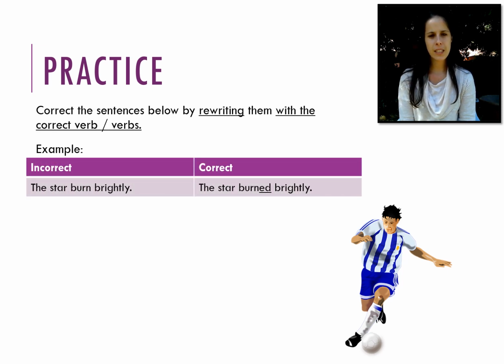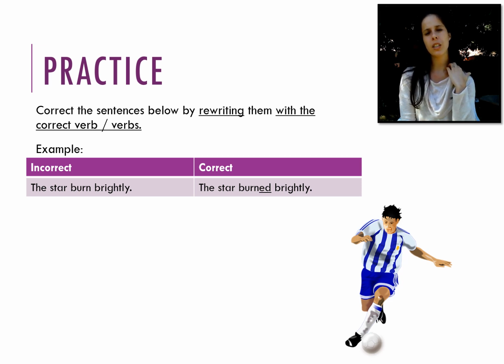Here's an example. If I give you the sentence, the star burned brightly, you can hear it's incorrect. There's an issue with my verb. The verb is burn. So now I need to change it so that the sentence sounds more correct. So it's going to change into the star burned brightly. And changing this doesn't just help my subject-verb agreement. It gives me a more clear idea on whether it's past, present, or future. So it gives me a better idea on tense.